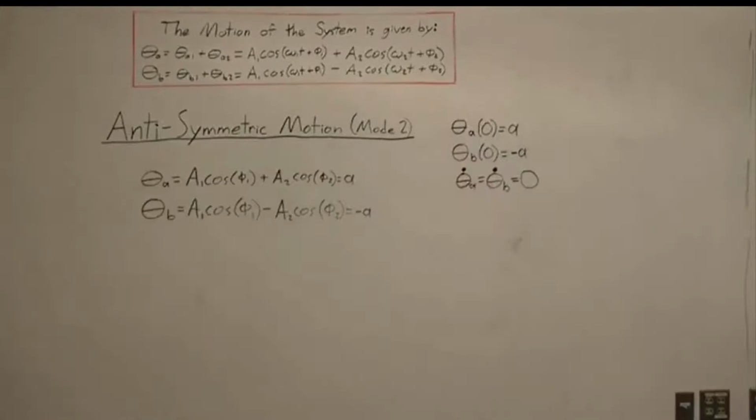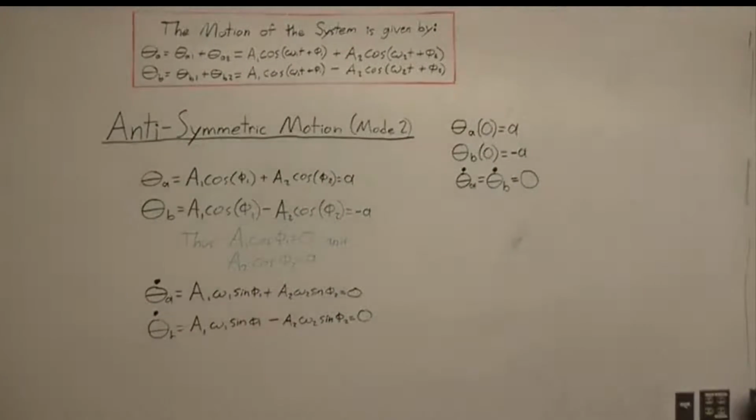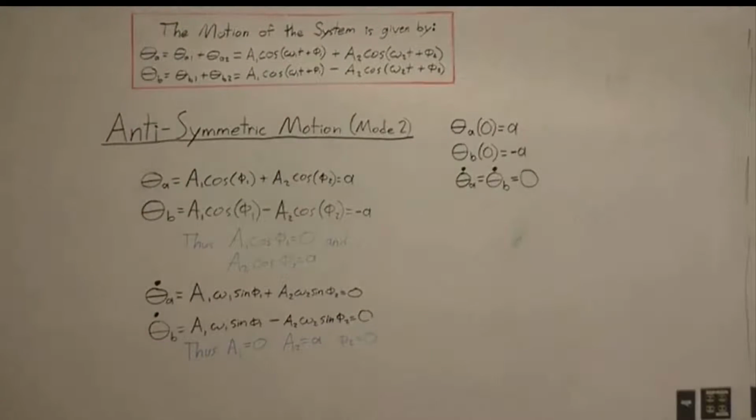These initial conditions alter our equations for the motion of the system, and thus we see that A1 cosine phi 1 is equal to 0 and A2 cosine phi 2 is equal to A. We do the same for the velocity equations of motion, and we see that A1 is equal to 0, A2 is equal to A, and phi 2 is equal to 0.